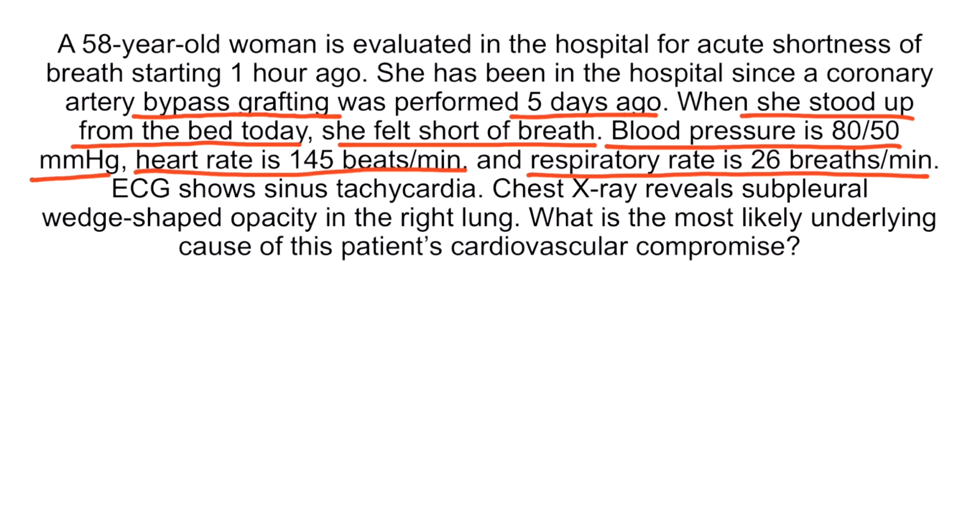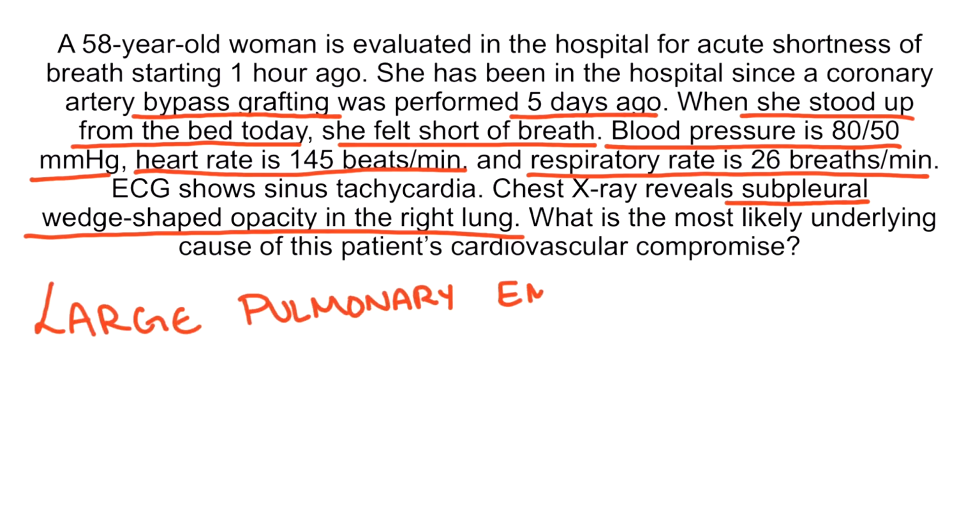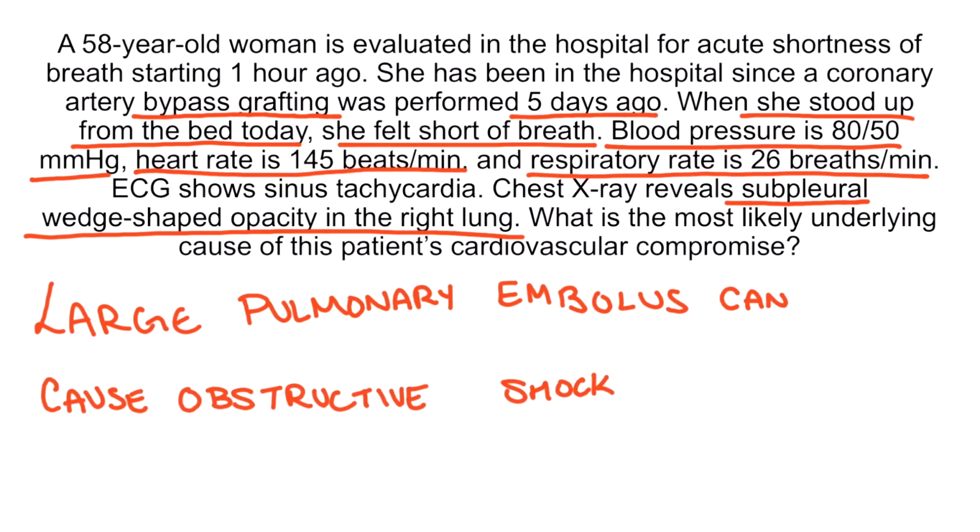Additionally, her chest X-ray reveals a subpleural wedge-shaped opacity in the right lung. Now, that's a classic radiological finding of a Hampton hump, indicating segmental lung tissue infarction due to a PE. But quite frankly, this is not always seen. More often, you don't see anything on a chest X-ray in a patient with a PE, but if you do see this, then it just gives you confidence that you're on the right track. So, the most likely underlying cause of this patient's cardiovascular compromise is obstructive shock due to a pulmonary embolism.